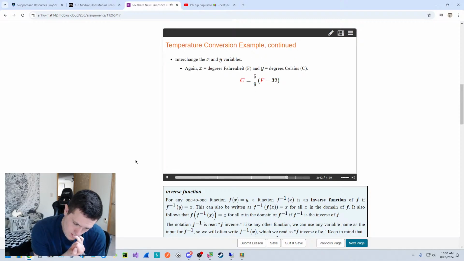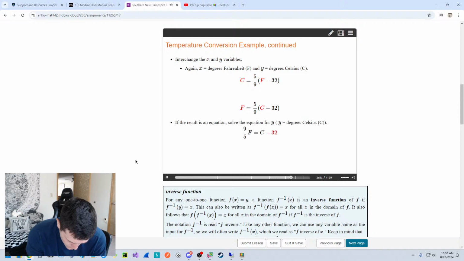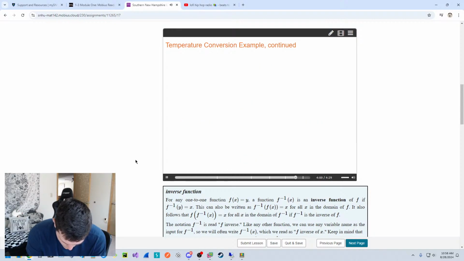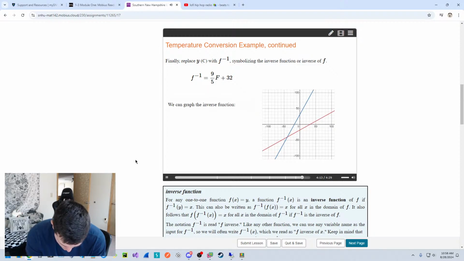Again, x equals degrees Fahrenheit and y equals degrees Celsius, so we can interchange the x and y variables. If the result is an equation, let's solve the equation for y, and in this case, we'll solve it for C. Finally, let's replace C with f inverse. We end up with f inverse equals 9 over 5 times F, which is degrees Fahrenheit, plus 32. We can graph this inverse function.